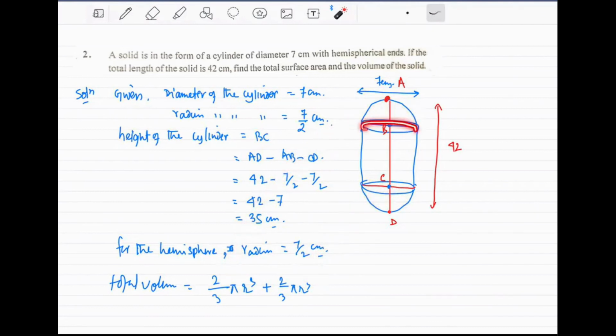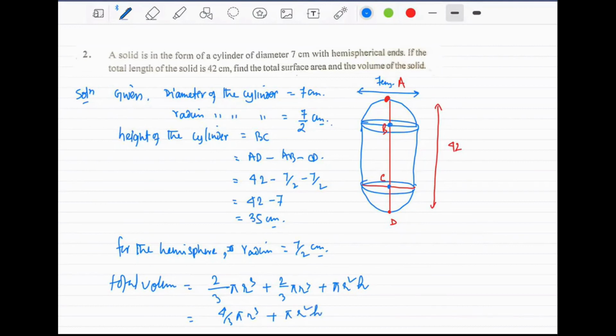What about the middle portion, the cylindrical portion? Volume of the cylindrical portion will be pi r square h. Now these two are the same, right? 2 by 3, 2 by 3. If you add 2 by 3 and 2 by 3, how much is it? It's 4 by 3, isn't it? So 2 by 3 plus 2 by 3 will be 4 by 3 pi r cube plus pi r square h.